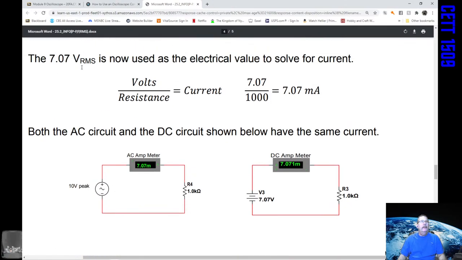So the 7.07 volts RMS is now used as the electrical value to solve for the current. So it's just the basic Ohm's law.